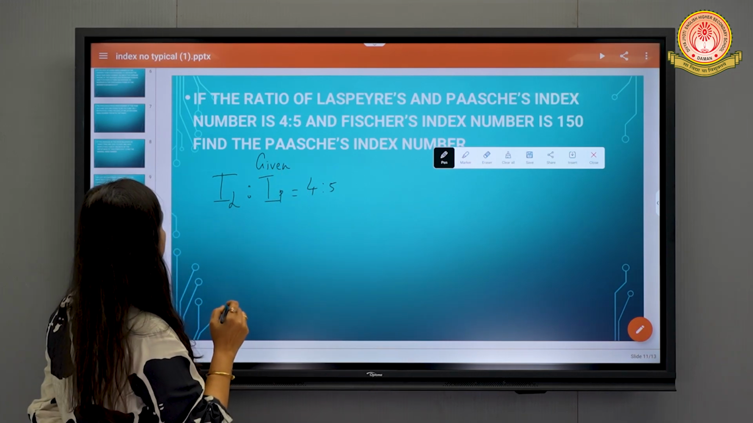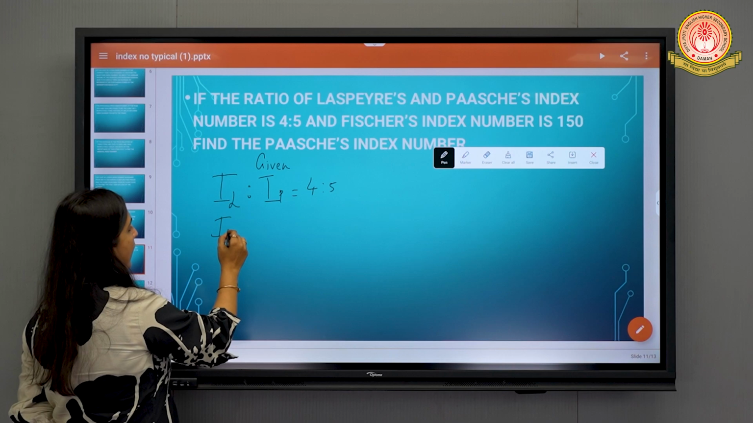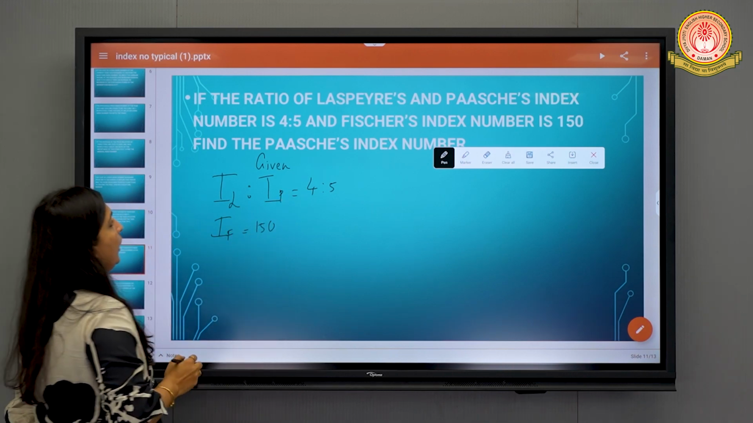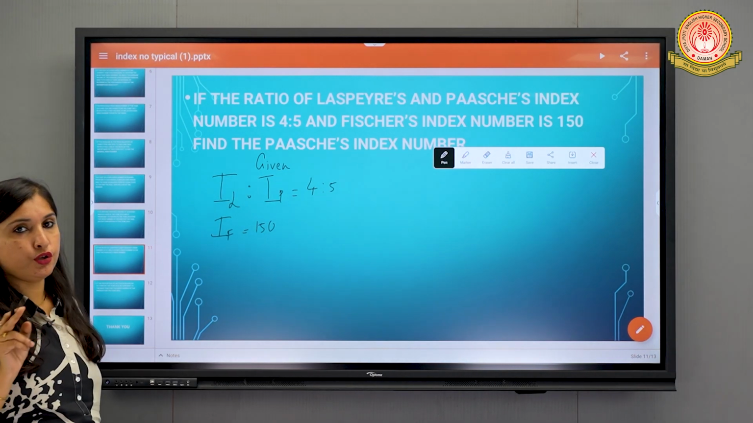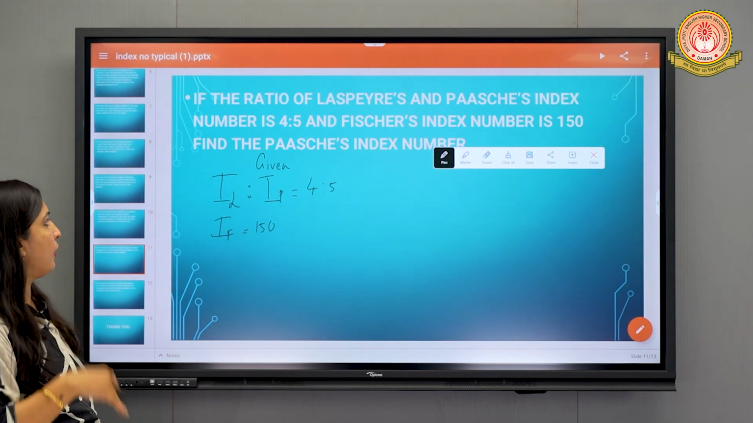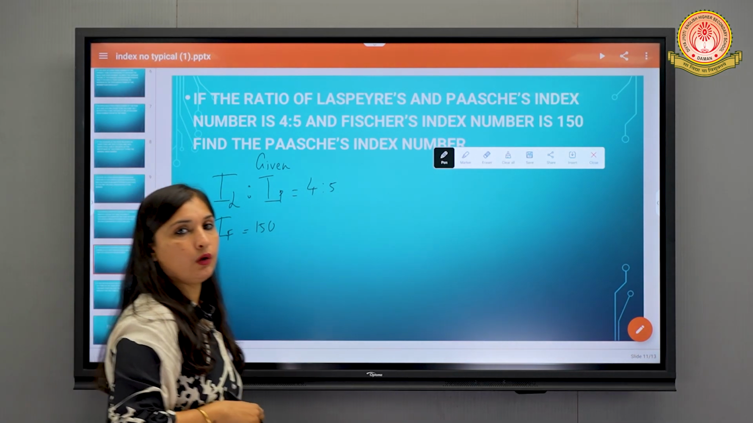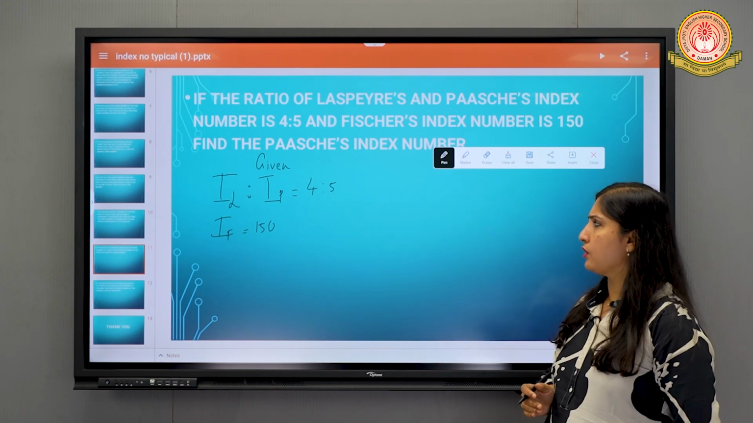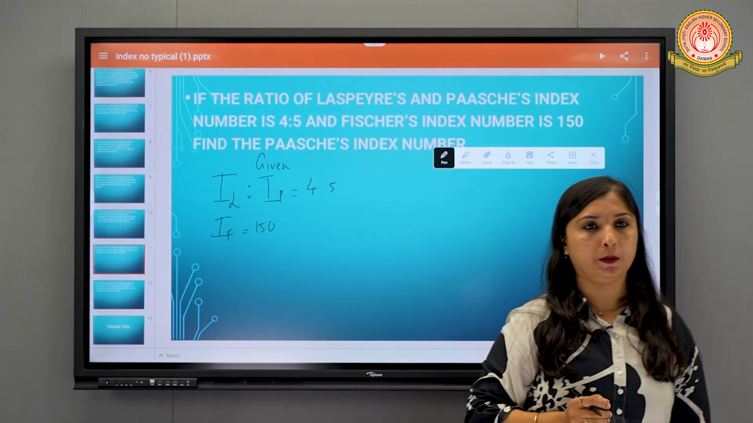And Fisher's index number, that is what? IF is how much? 150. IL is to IP, 4:5. IF is 150. You have to find last year's and past year's also, because without it, it won't do. Okay, so this is not so tough, but you have to think a little.